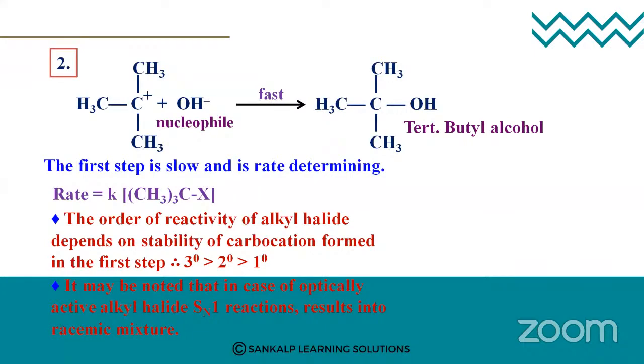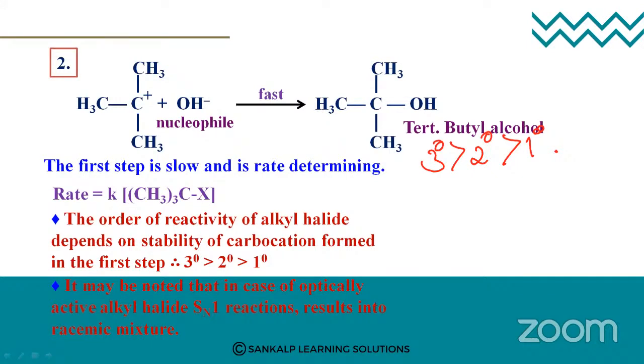Then when we look at the order of reactivity of alkyl halides, the order of reactivity depends upon the stability of the carbocation formed in the first step. A tertiary carbocation is more stable than a secondary carbocation, and then the primary carbocation. It may also be noted that when you have an optically active alkyl halide, the SN1 reaction will result in a racemic mixture. Racemic mixture means you have 50% retention and 50% inversion.